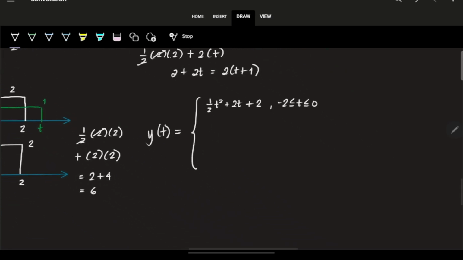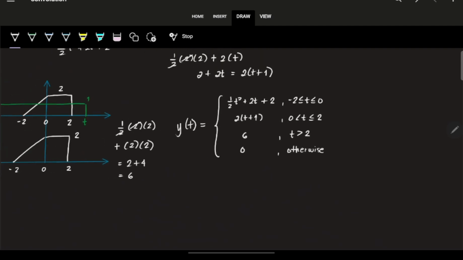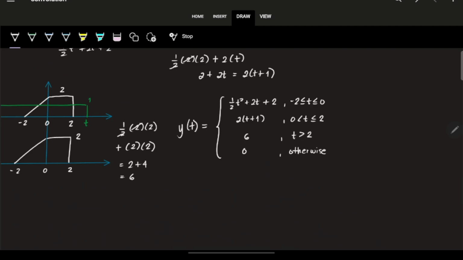Then we have our second part. So we have 2t plus 1 when t is between 0 and positive 2. Then we use 6 when t is greater than 2 and 0 otherwise. So, this is our piecewise convolved signal, y of t is equal to this one.